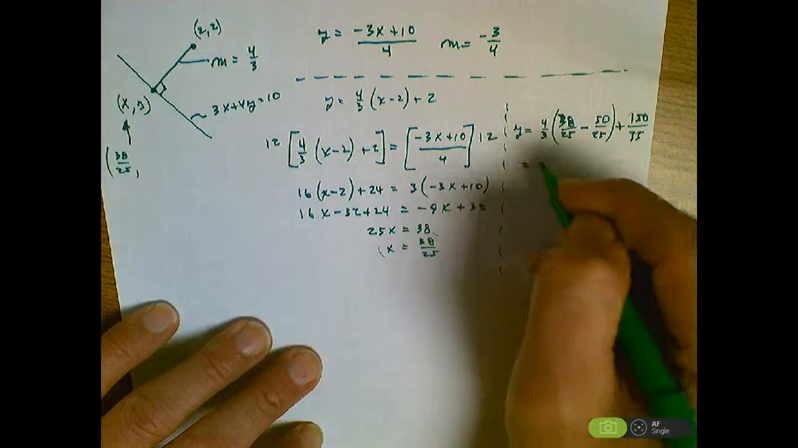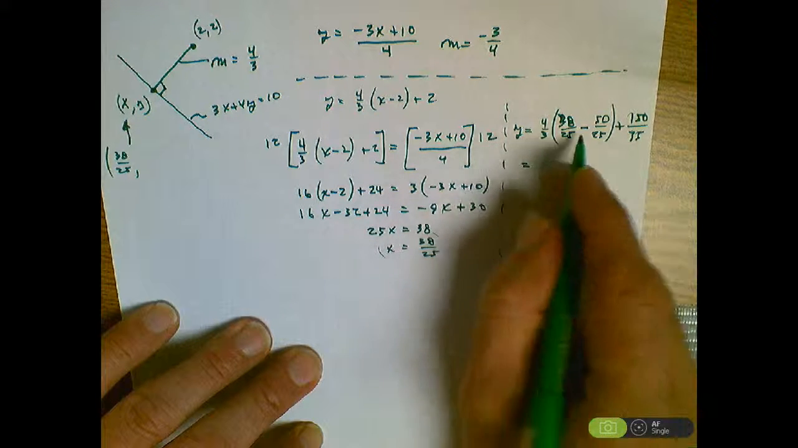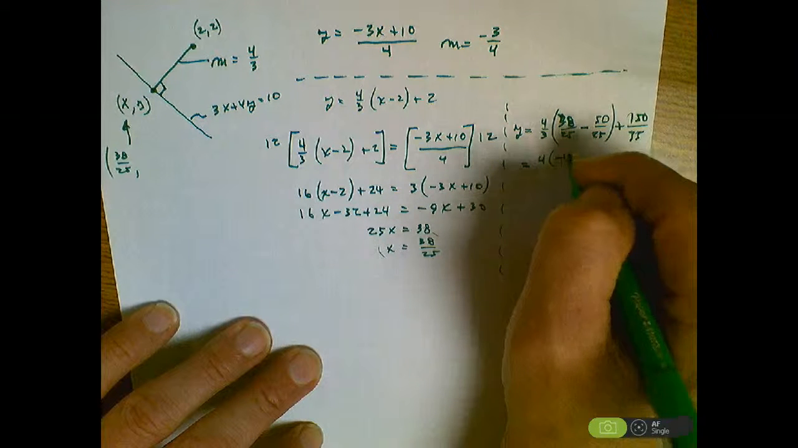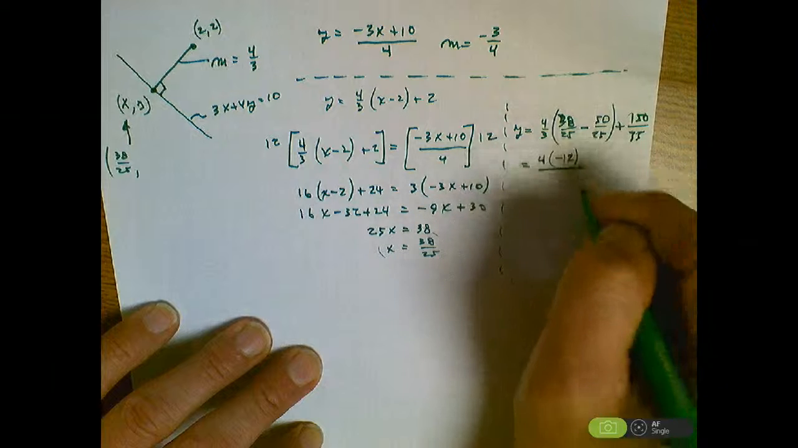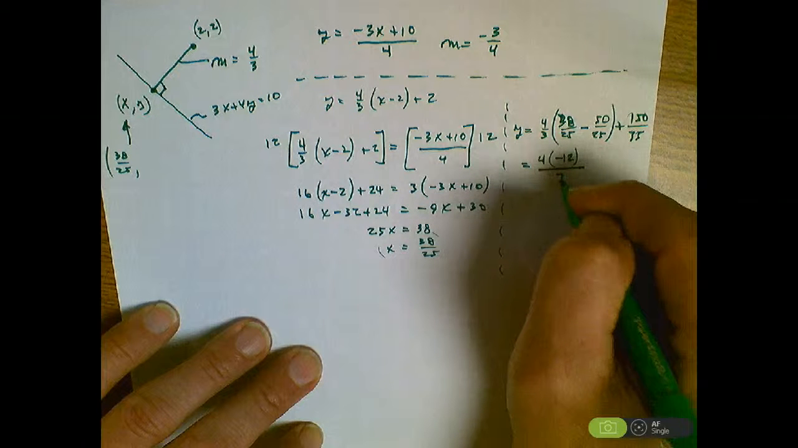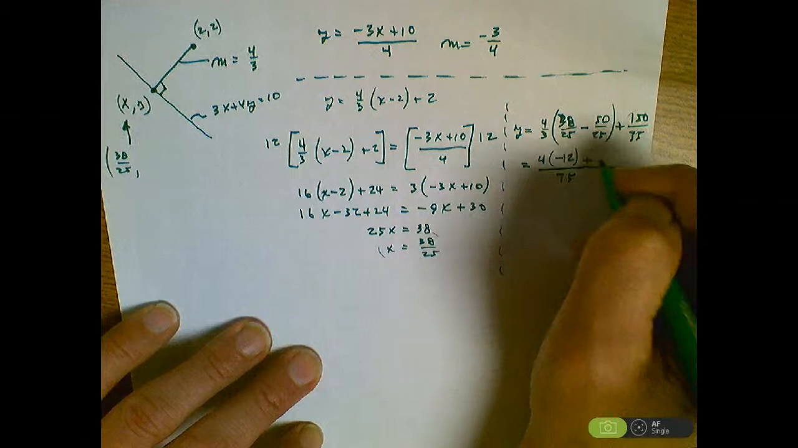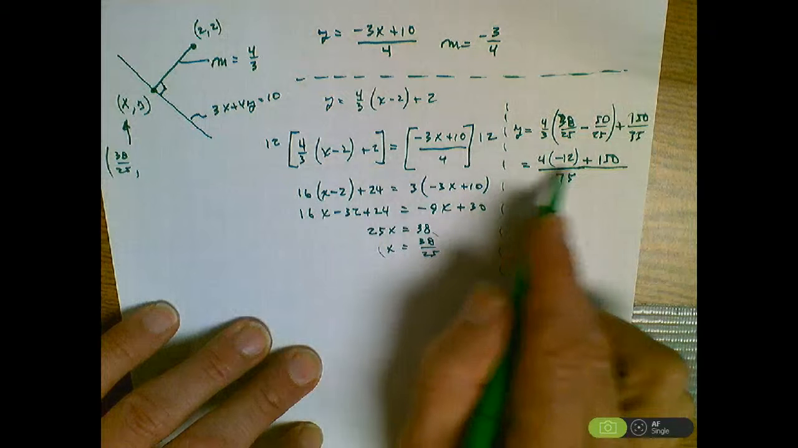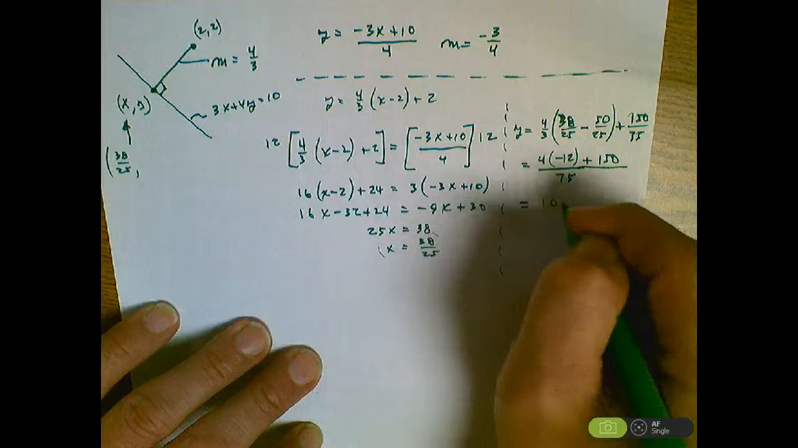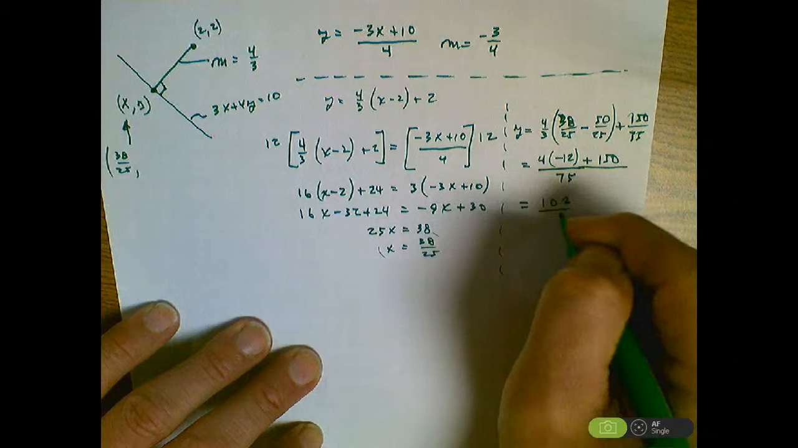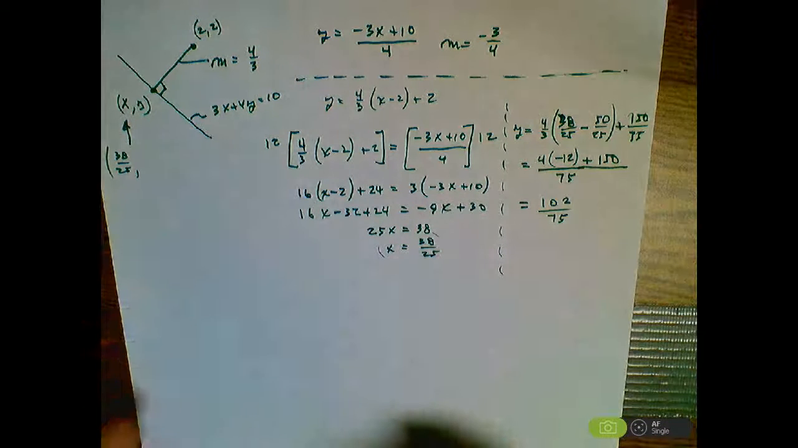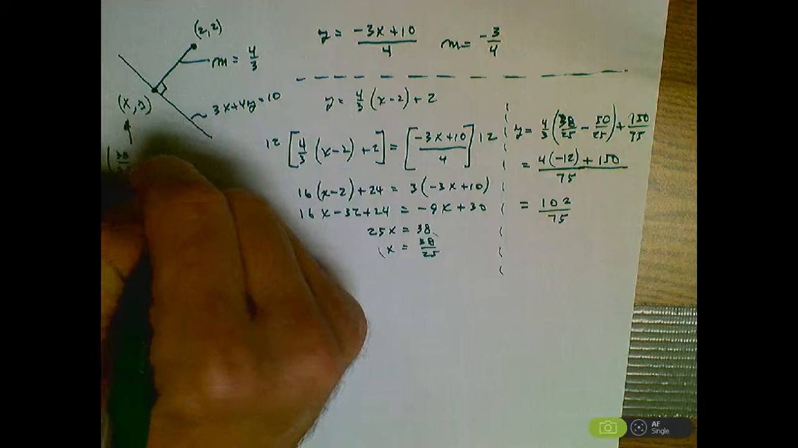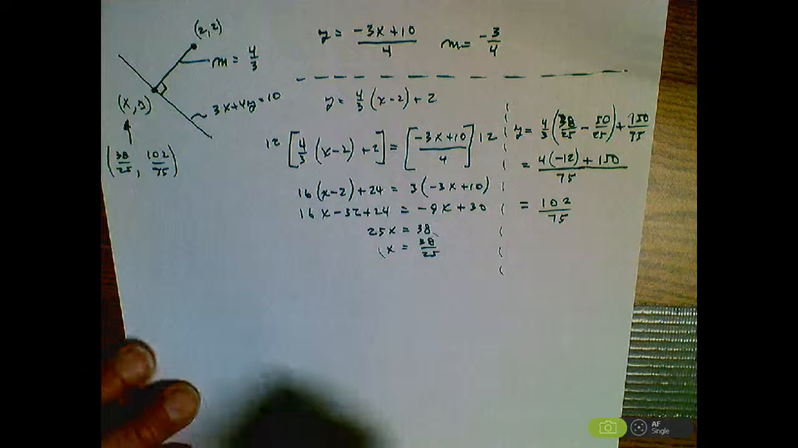And so therefore I have 4 times, I'm looking at a negative 12 here, over 75, and then I could just say plus 150 because it's all over 75. This becomes a negative 48, so that becomes 102 over 75. Okay, so now I have this point here is 38 over 25, 102 over 75, and now I just have to use the distance formula.